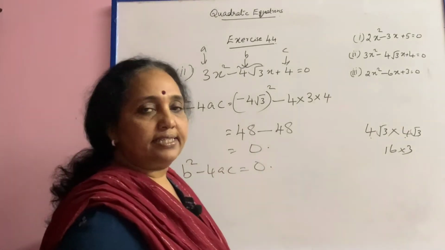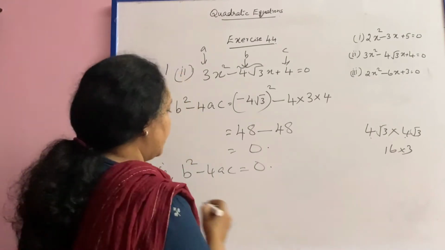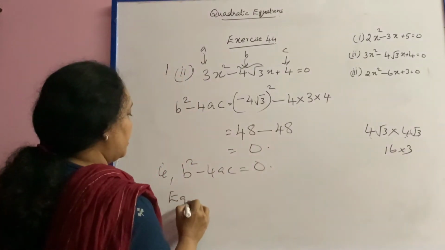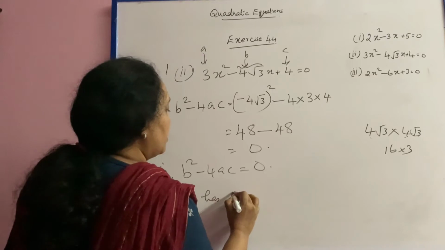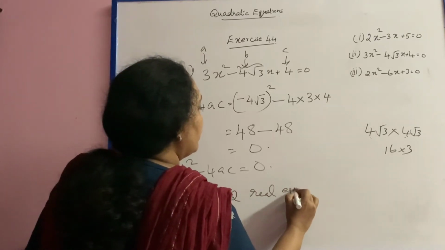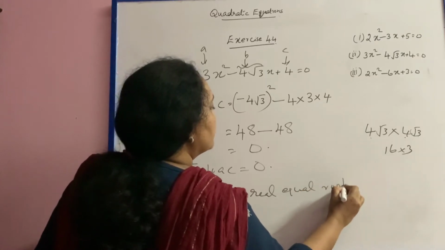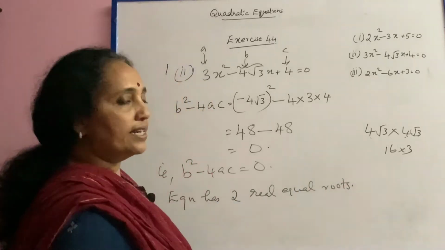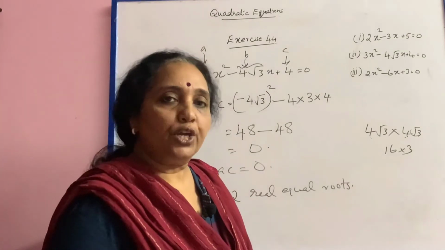If the discriminant is 0, then the equation has two real equal roots. The equation has real equal roots.